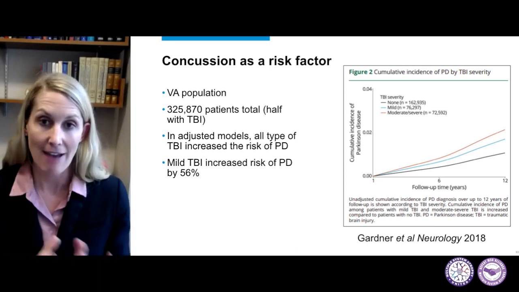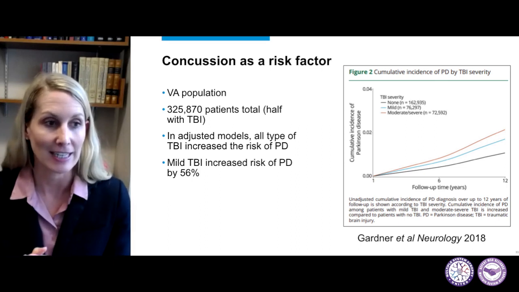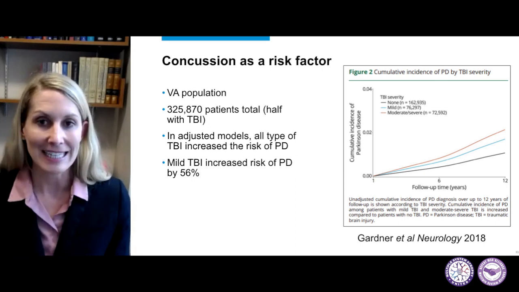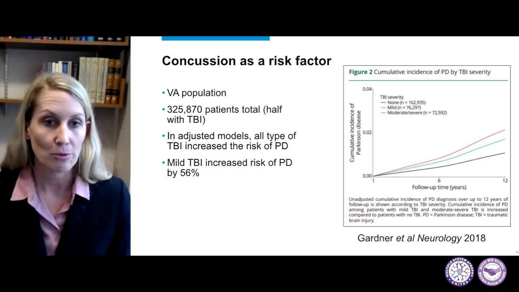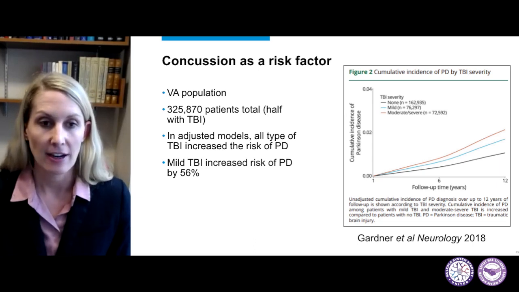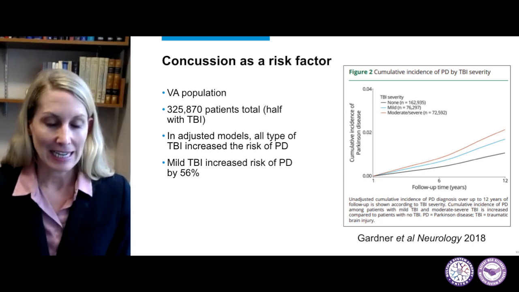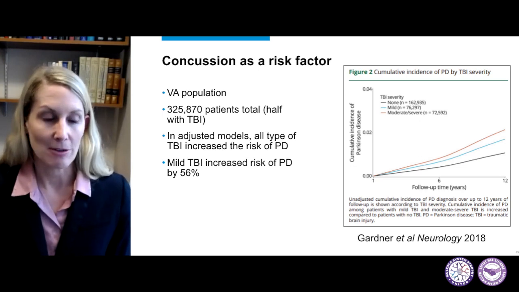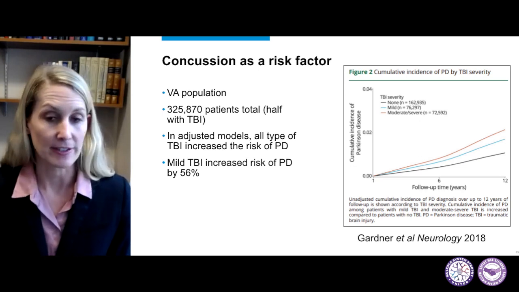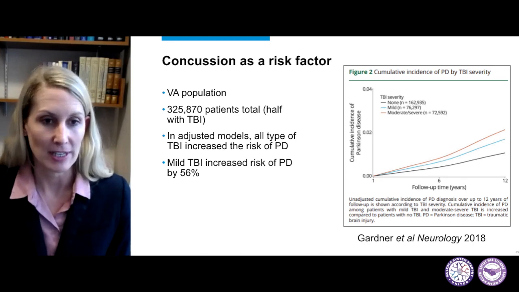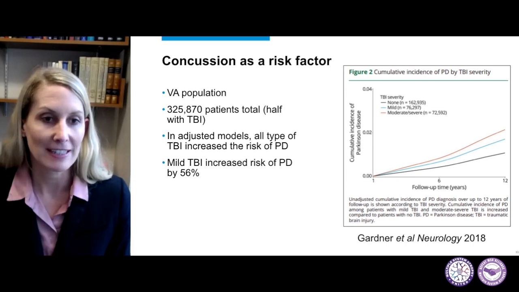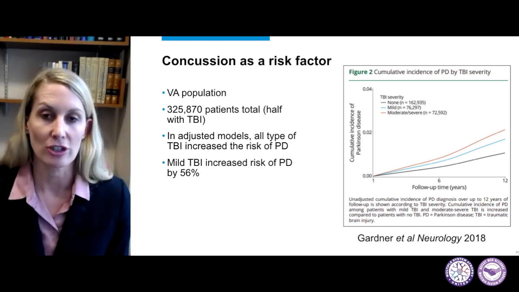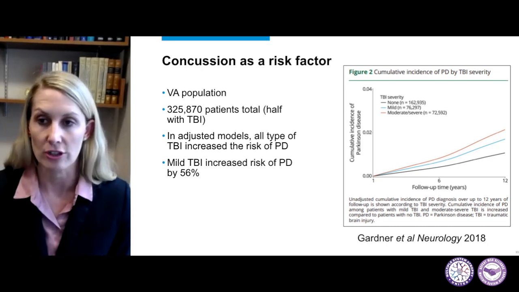325,000 patients total, half of whom had TBI, half of whom did not. And in all of the models, any type of traumatic brain injury, from a mild one to a more moderate to severe traumatic brain injury, increased the risk of Parkinson's disease. I think that's interesting too, that even the mild traumatic brain injury patients had an increased risk of Parkinson's disease by up to 56%. But you can see here, this risk is still low, a cumulative incidence of 0.02. And so it really took this large study population to find this association.